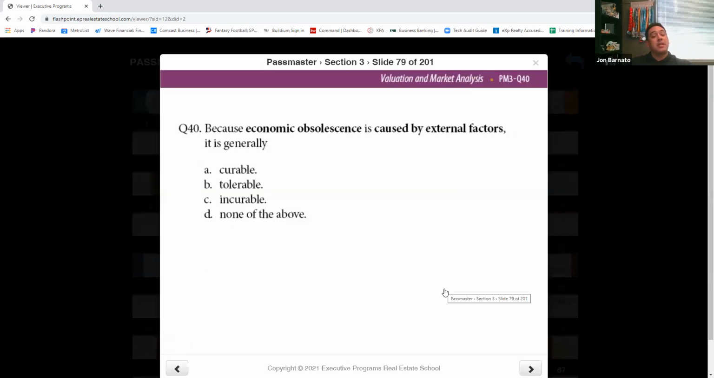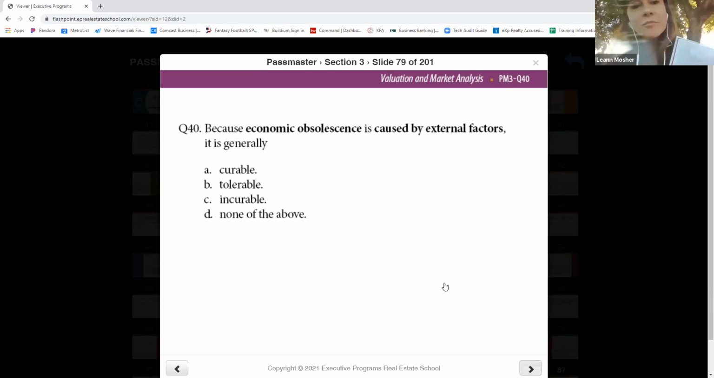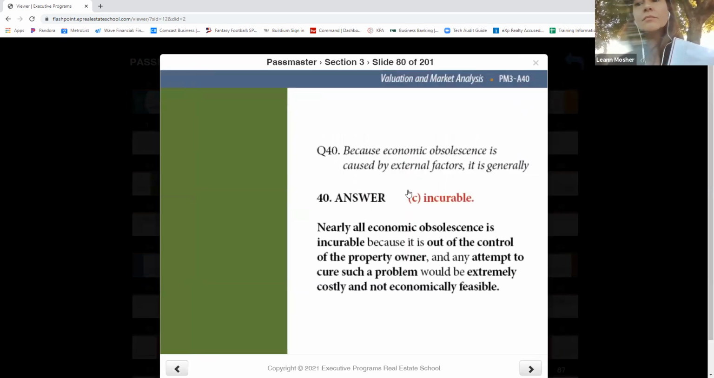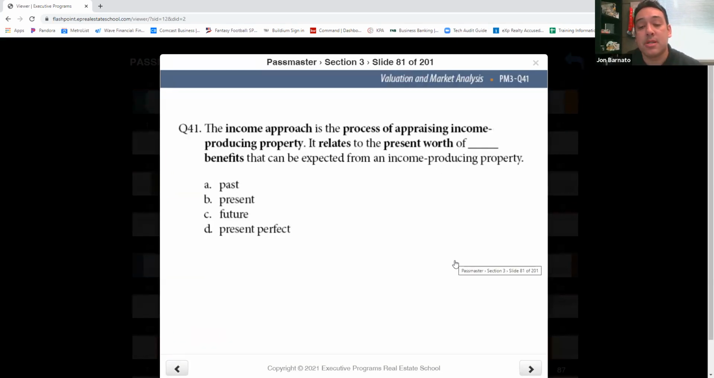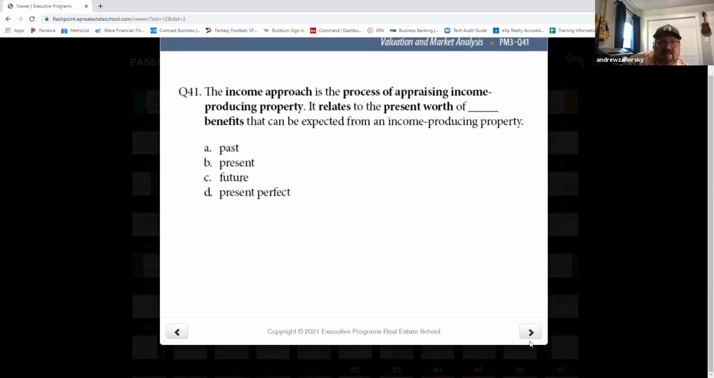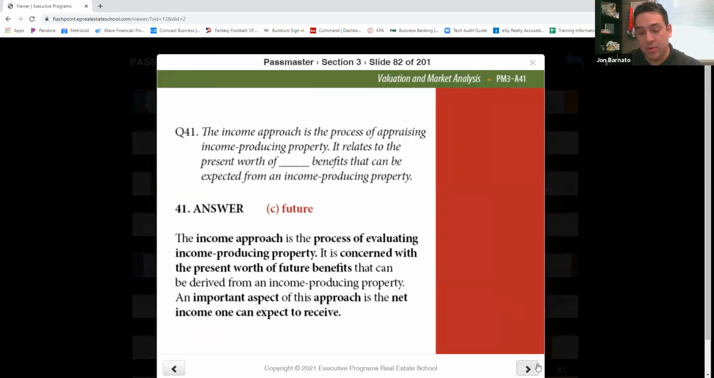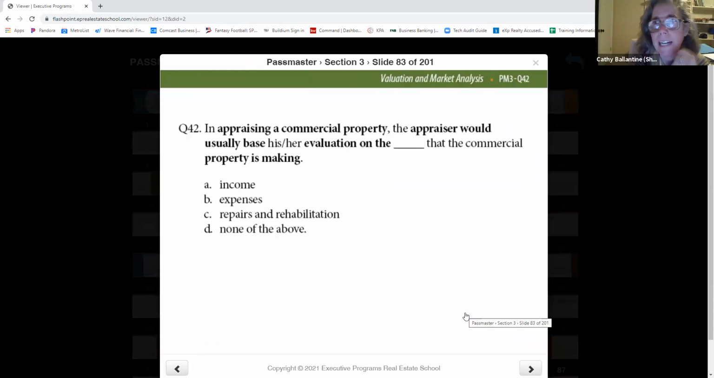Because economic obsolescence is caused by external factors, it is generally what? I would say incurable. Yes, you can't stop that flood. It just sort of happens. An income approach is the process of appraising income-producing properties. It relates to the present worth of what benefits that can be expected from the income? C, future. Yes, we are always concerned about the future. That goes with anticipation. It's always about the future.